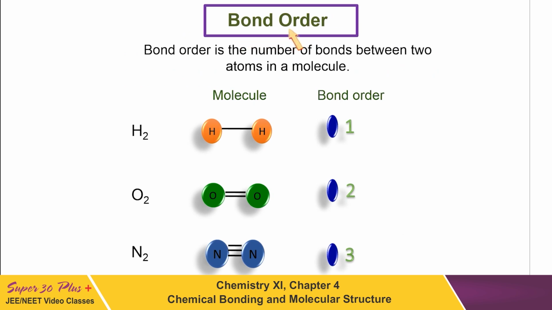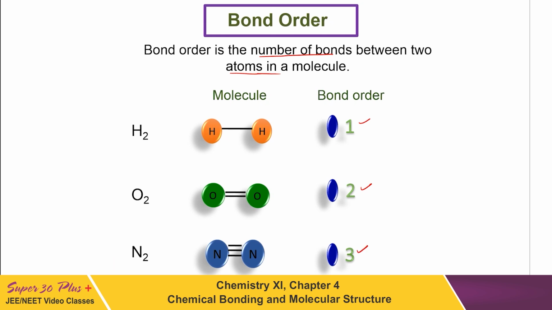Another property is bond order. Bond order is simply the number of bonds between the two atoms in the molecule. In H2 there is a single bond between H and H, so bond order is 1. When a double bond is there, bond order is 2, and when a triple bond is there, like in N2, bond order is 3.